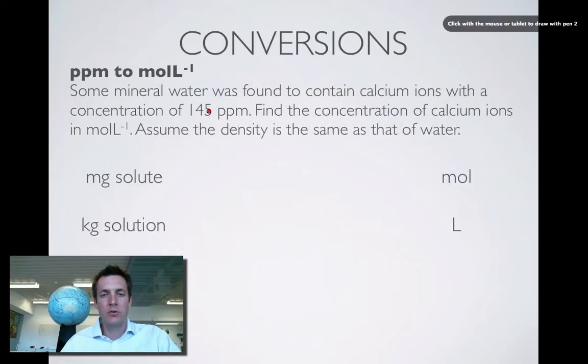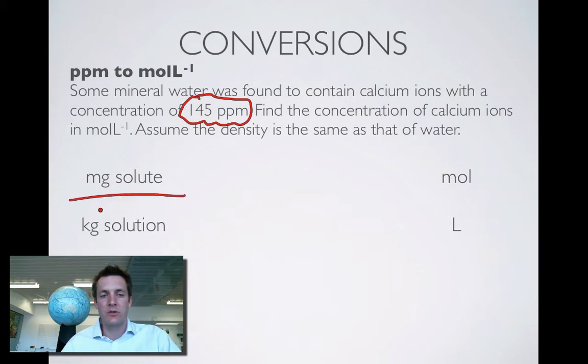Okay, so here's an example. We are told that we've got some mineral water and that the calcium ions in it have a concentration of 145 parts per million. What does that mean? Well, that means that the number of milligrams of solute divided by the number of kilograms of solution is 145. So, for example, I might have 145 milligrams of solute in every 1 kilogram of solution. What else am I told? I'm told that the density of this solution is the same as that of water.